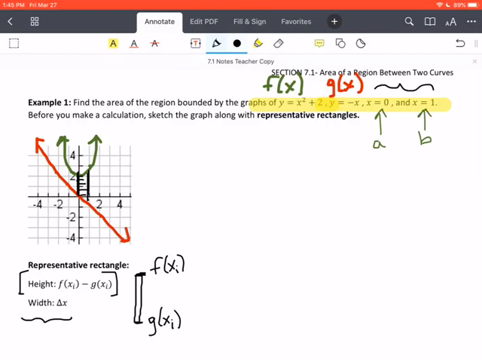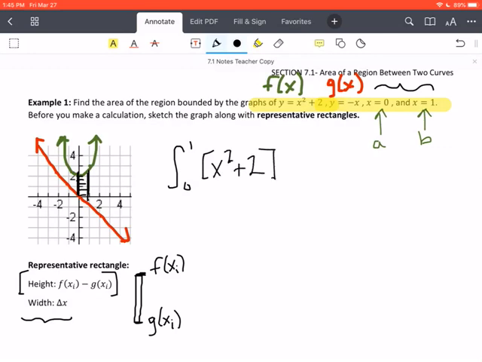So now the good news is we don't have to use limits because we know how to find the area under the curve. Okay, we are going to take the integral from 0 to 1. And what do we have to do? We have to take our upper function, which is x squared plus 2.